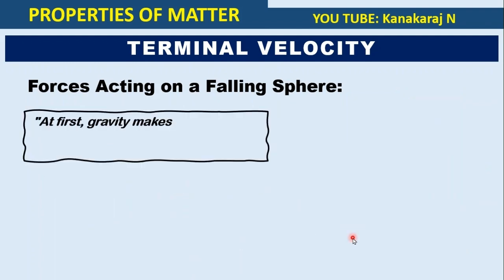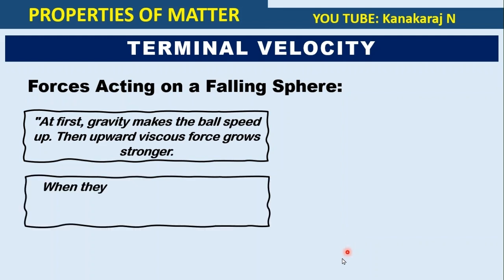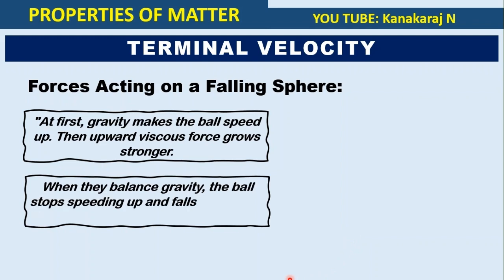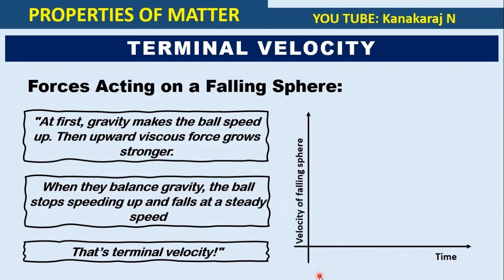If a bubble goes up, then the viscous drag is in the downward direction. At first, gravity makes the ball speed up. Then the upward viscous force grows stronger. When they balance gravity, the ball stops speeding up and falls at a steady speed. That's terminal velocity.